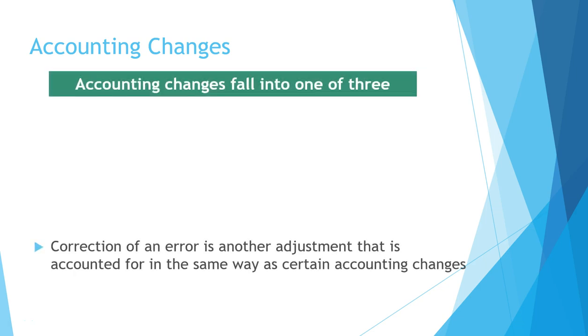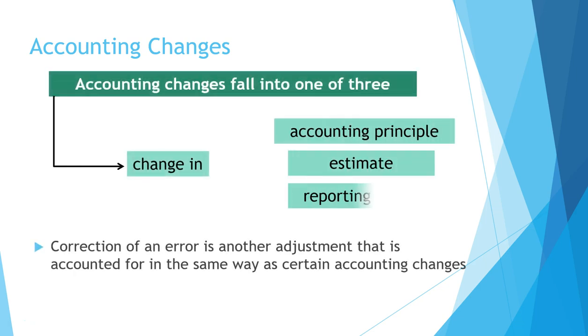Now, accounting changes. Accounting changes fall into three categories. We have changes in accounting principles. That's like when you go from LIFO to FIFO. Changes in estimate, that would be like if you decide your allowance for doubtful accounts should be 5% instead of 4%. And change in reporting entity, you go from owning less than 20% of another company's stock to owning 20% or more, and then you have to account for it differently.